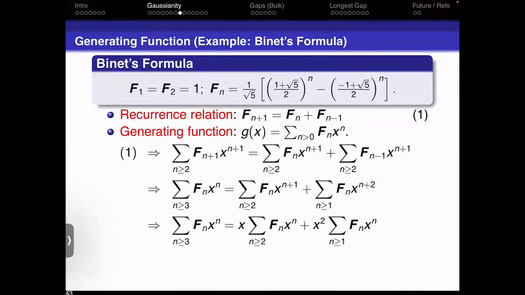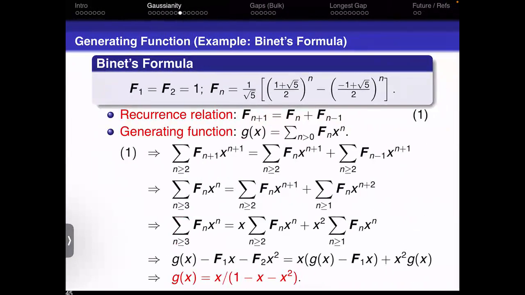Well, these are almost g of x. I just have to put in the extra terms. You can't just add in terms, but you can add them and subtract them. And so if I just subtract those extra terms and add them in, the left-hand side becomes g of x minus f_1 x minus f_2 x squared, and similarly on the right-hand side. I now have an equation for g of x, and I can solve. And when I solve, I get g of x is equal to x divided by 1 minus x minus x squared.